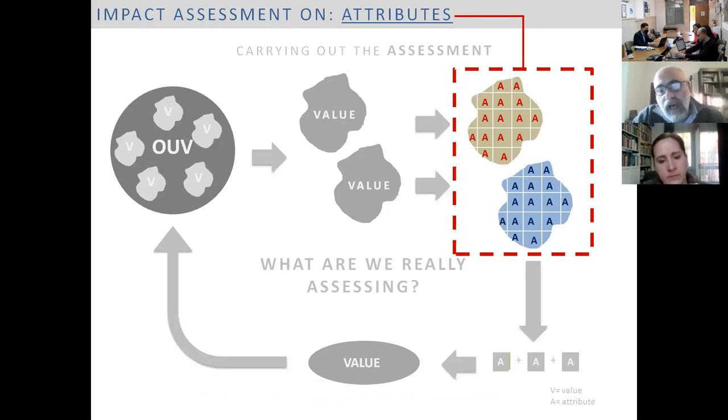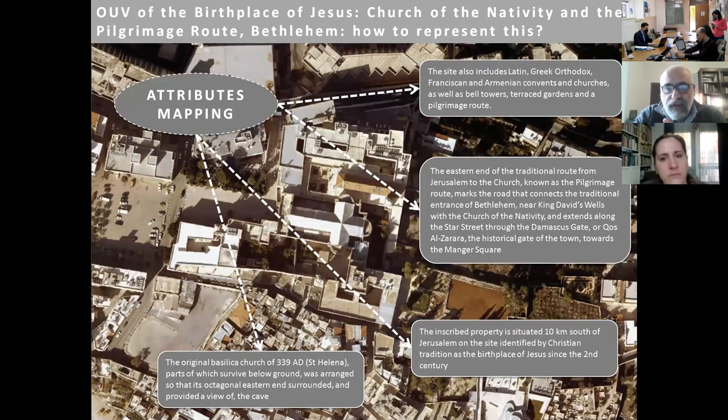We are going now deeper into how we can manage this kind of process. We describe how we can approach how the attributes could be described, and understand what we are really assessing. In this case, the exercise that we have done on attribute mapping, as I said yesterday, starting from the statement of outstanding universal value, we can extract some parts of it and try to identify the attributes. For example, the first one was the site, including Latin, Greek, Orthodox, Franciscan and Armenian convents and churches, as well as bell towers, terraced gardens, and the pilgrim route.